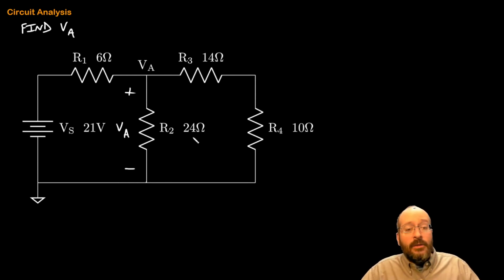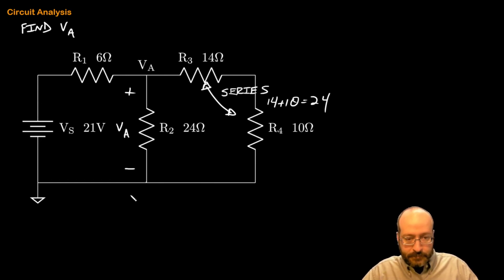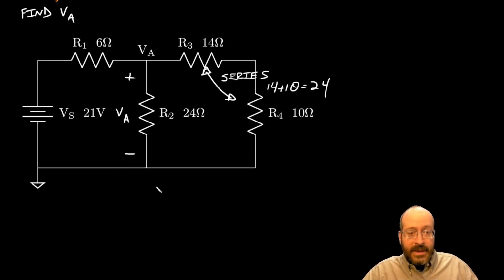Okay, using some equivalent resistances, we can see that the 14 and the 10 are in series, because they share this node exclusively. So 14 plus 10 is equal to 24. All right, so we can redraw that. Scroll down a skosh.